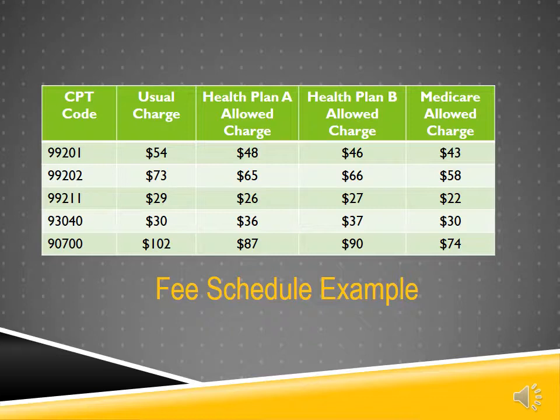Health plans listed on a fee schedule include the plans that a provider participates in. This means they agree to a lower charge due to other benefits they receive by being in the contract. In this example, Health Plan A and B are two plans this organization participates in. Note the difference in the allowed amount each plan will pay for procedure code 99201. Fee schedules vary from contract to contract.